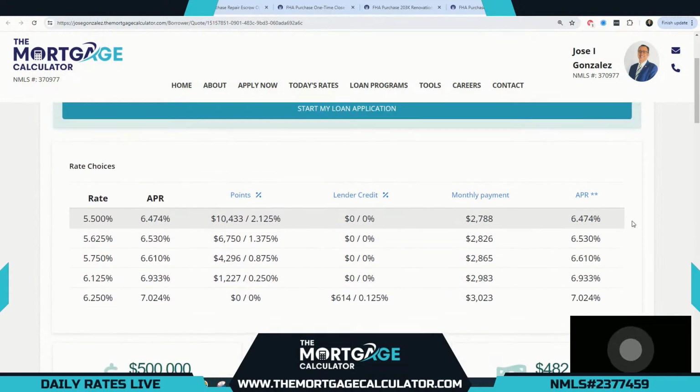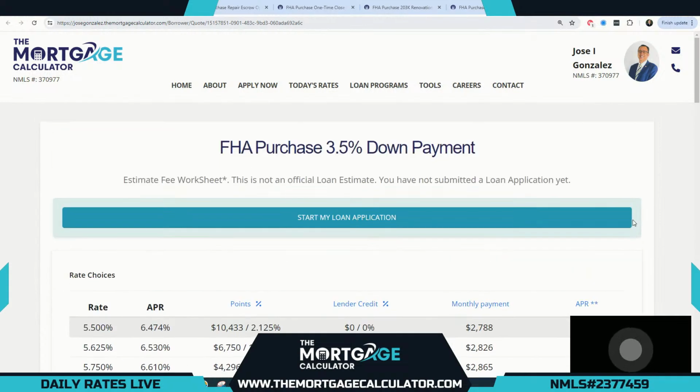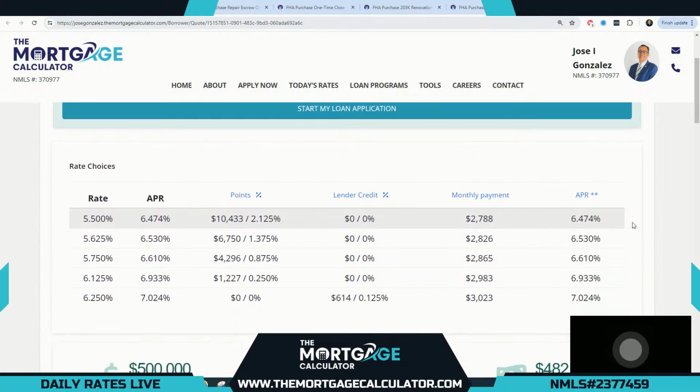And our first option here is just your standard purchase, 3.5% down payment. As you can see there, 6.25 has a lender credit of 0.125. And you can buy that all the way down to 5.5% at a cost of 2.125%, which is amazing.